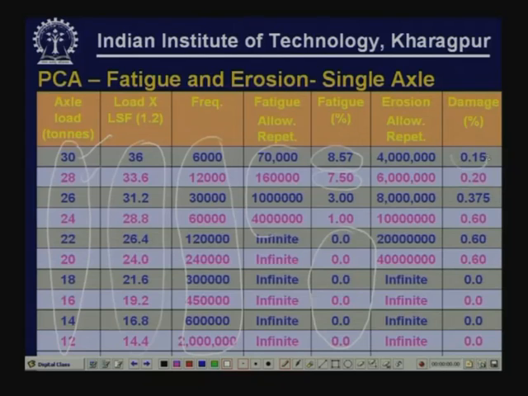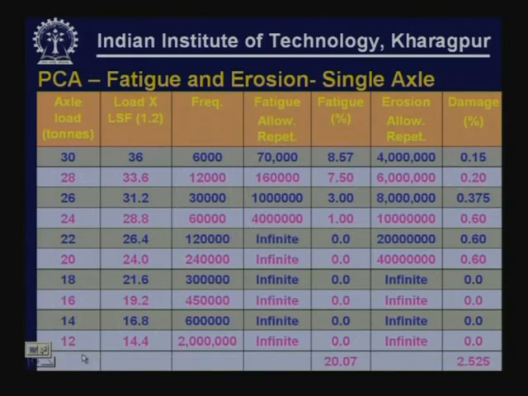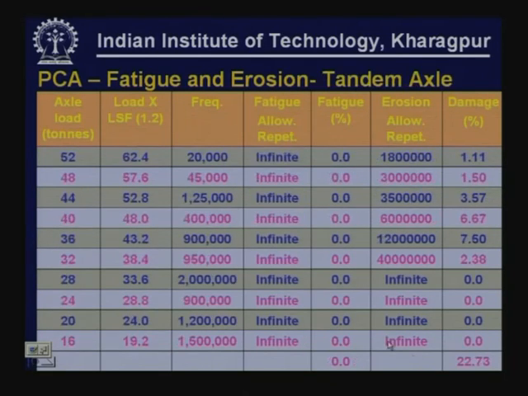This is the damage that is caused by the 30 ton axle load group, and 0.2% is the damage caused by the 28 ton axle load group. Similarly, this is the total damage caused by all the single axle load groups, 20.07 and 2.525%. A similar analysis we will do for tandem axle load groups also. For total fatigue damage, none of the tandem axle load groups are causing any fatigue damage, but they are causing more erosion damage as expected.